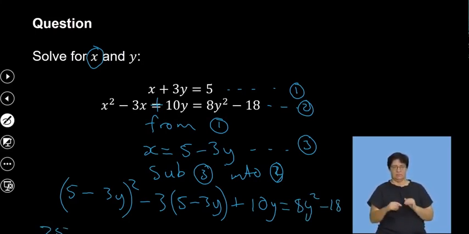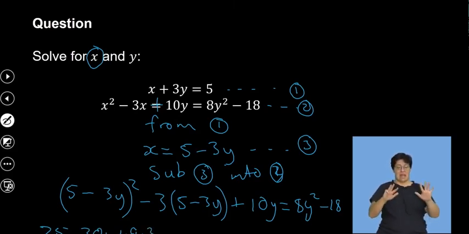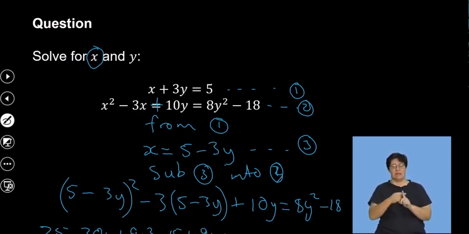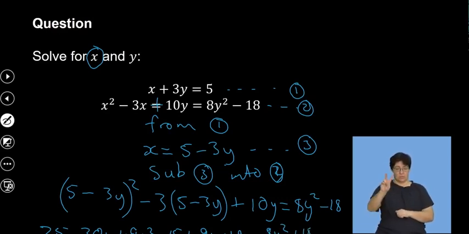Minus 5 times that is 15 by 2, it becomes 30y, and then plus 9y squared minus 15 plus 9y plus 10y minus 8y squared, and then plus 18 equal to 0. And then I will simplify it from here, right?